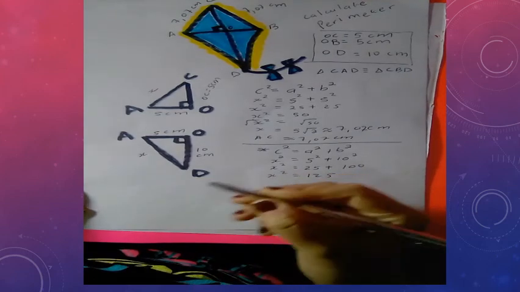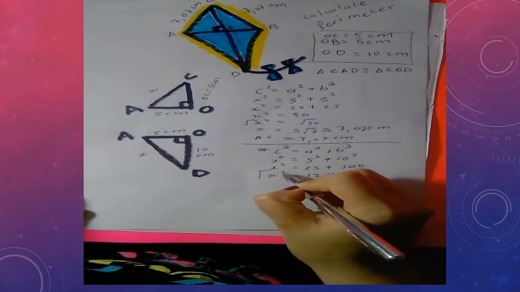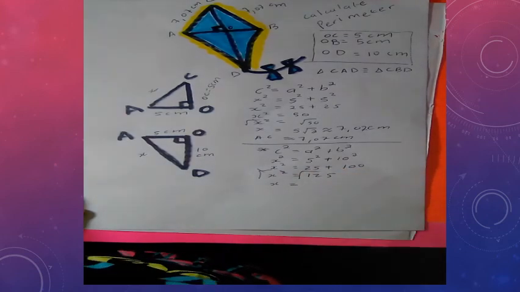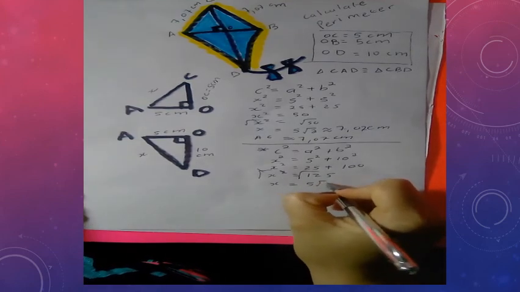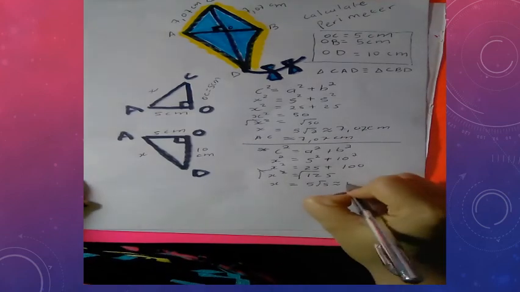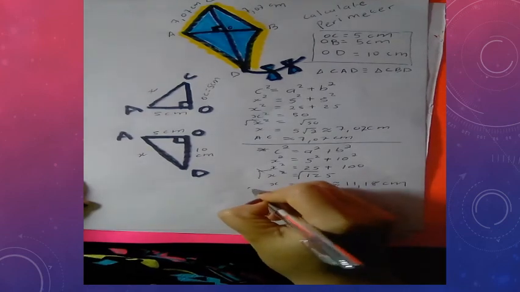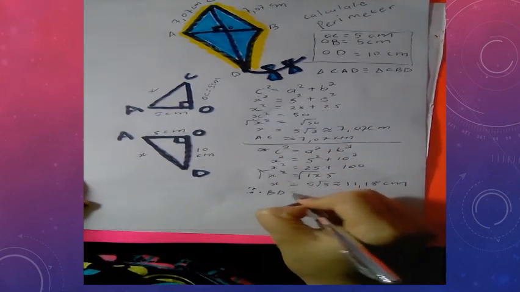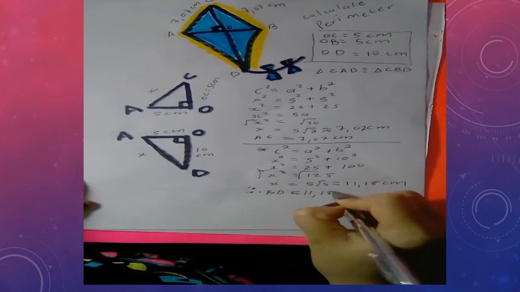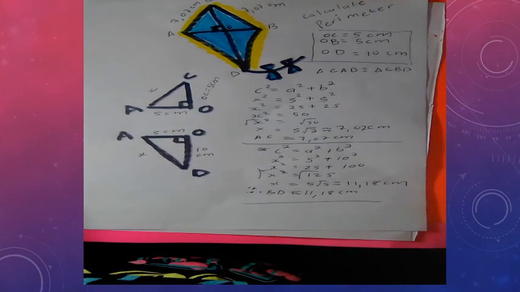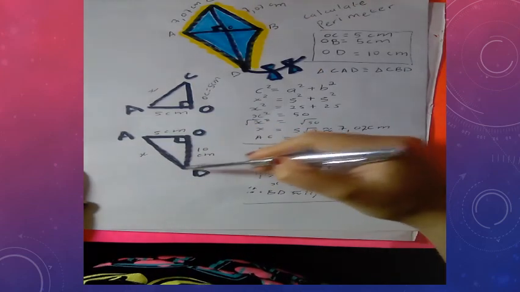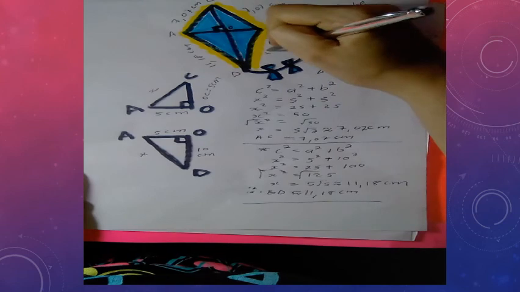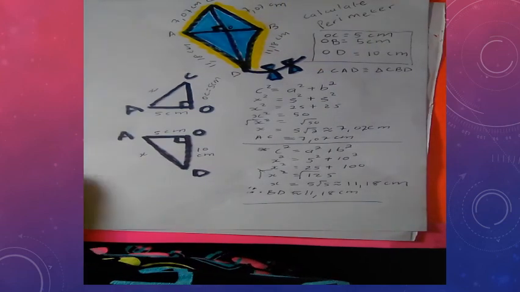And in order to get rid of the exponent of 2, we need to take the square root of both sides. Therefore the exponent and the root will cancel each other, and we'll have X is equal to the square root of 125, which is 5 square root 5, which is approximately 11.18 centimeters. So what we've discovered was that AD, which is what we were calculating, is 11.18 centimeters, and BD is also 11.18 centimeters, considering the properties of a kite.